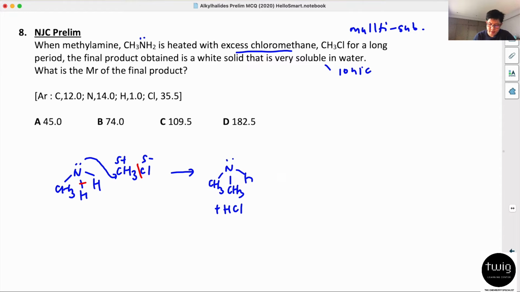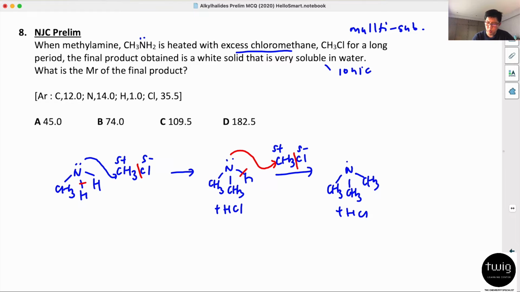Because you have excess haloalkane, so you have excess chloromethane. Delta minus, delta plus, same concept happens. Attack the carbon, and then kick out the Cl and kick out another H. This is your next product, so N, CH3, CH3, CH3, and plus HCl.